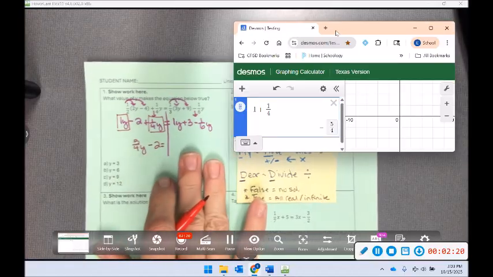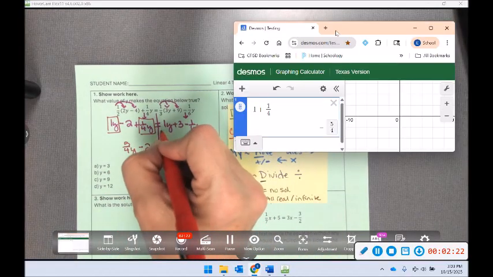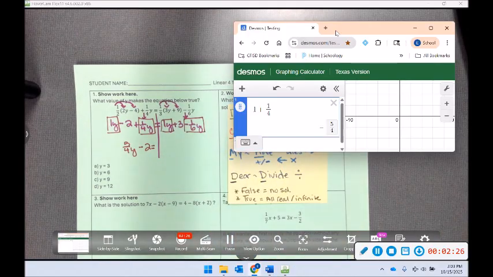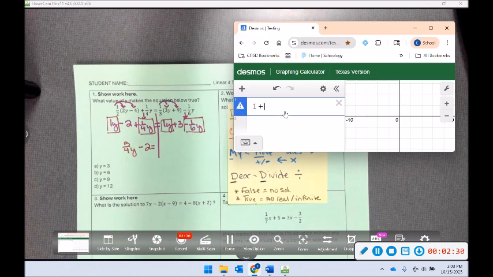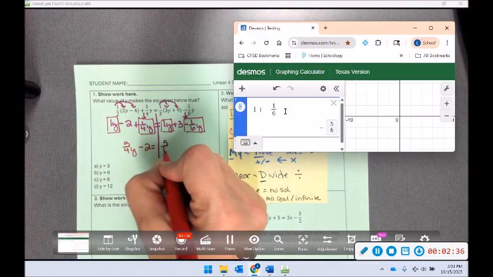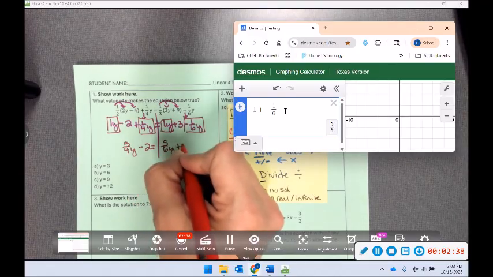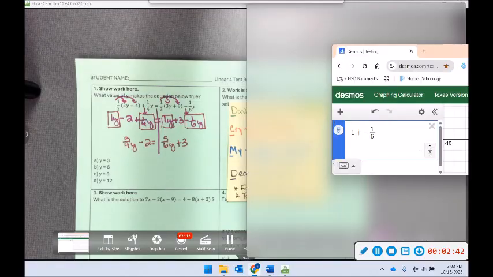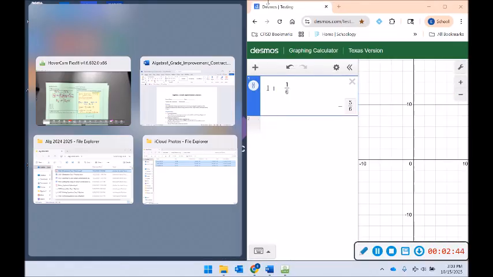Now I'm going to come over here to the right, and we're going to do the same thing. I have a 1y and a -1/6y. So I'm going to add those. So 1y plus -1/6y, and it's 5/6. So I've got 5/6y, and I'm going to bring down my +3. So we did the distribute, and we did the combine.